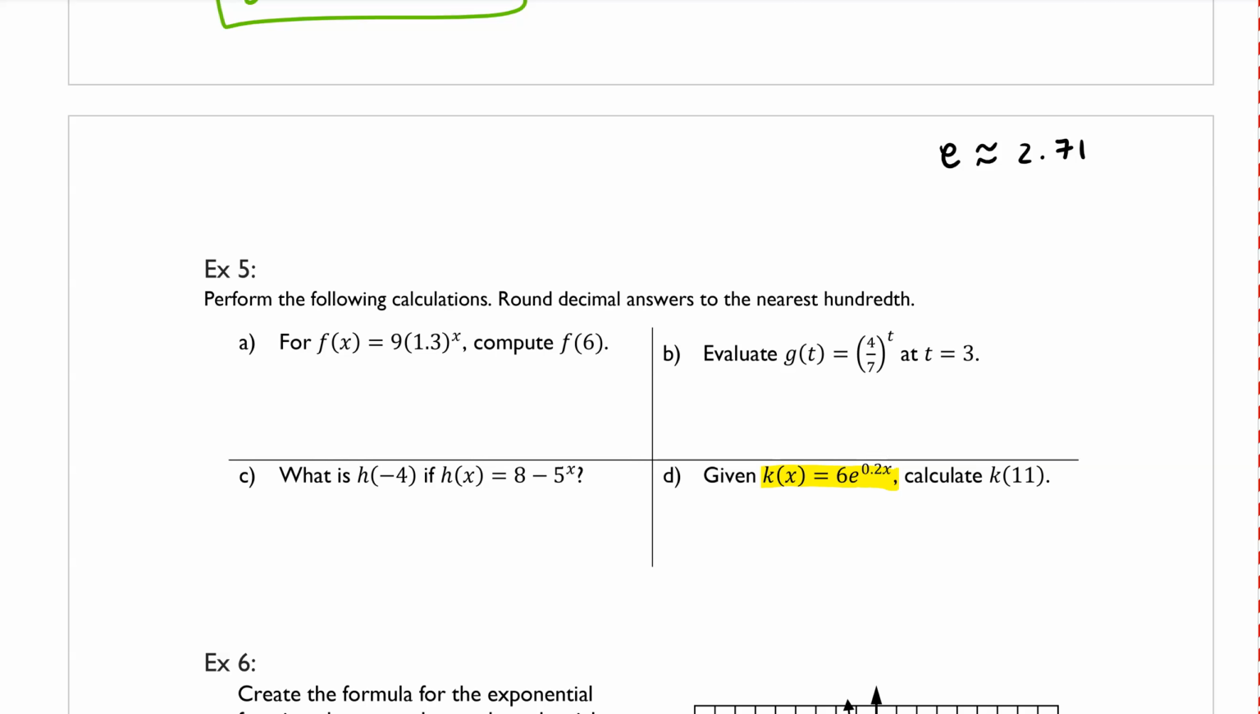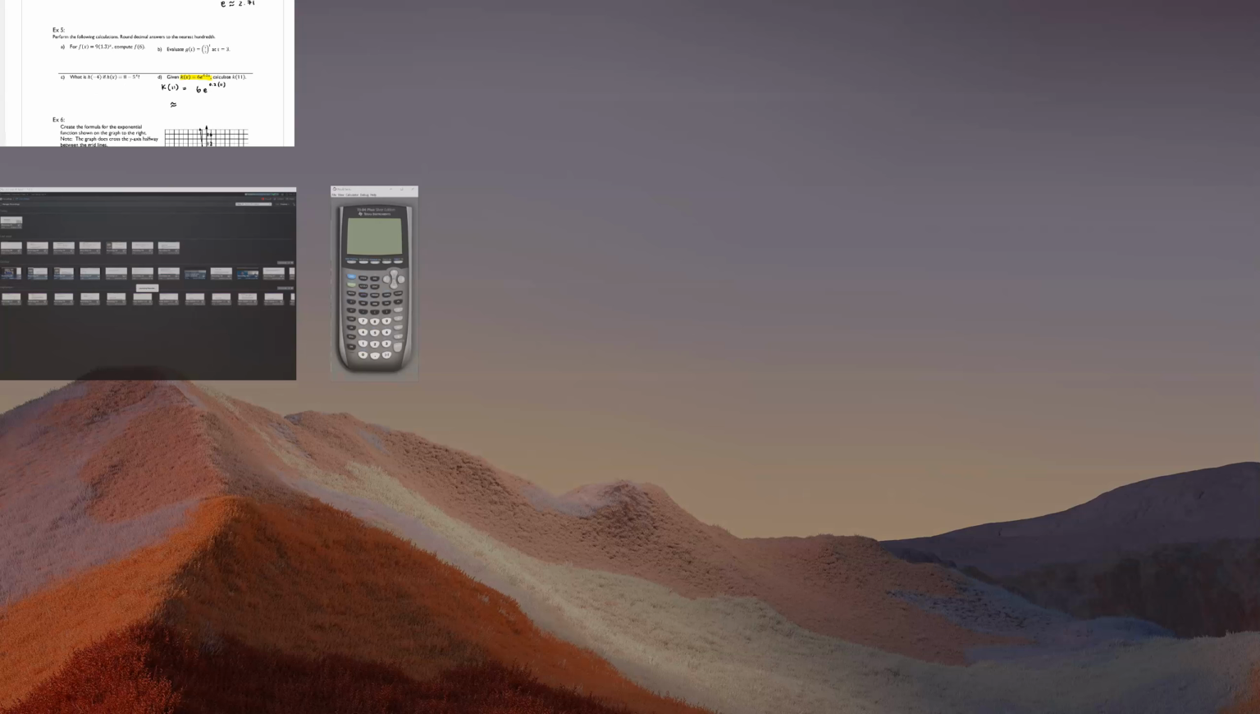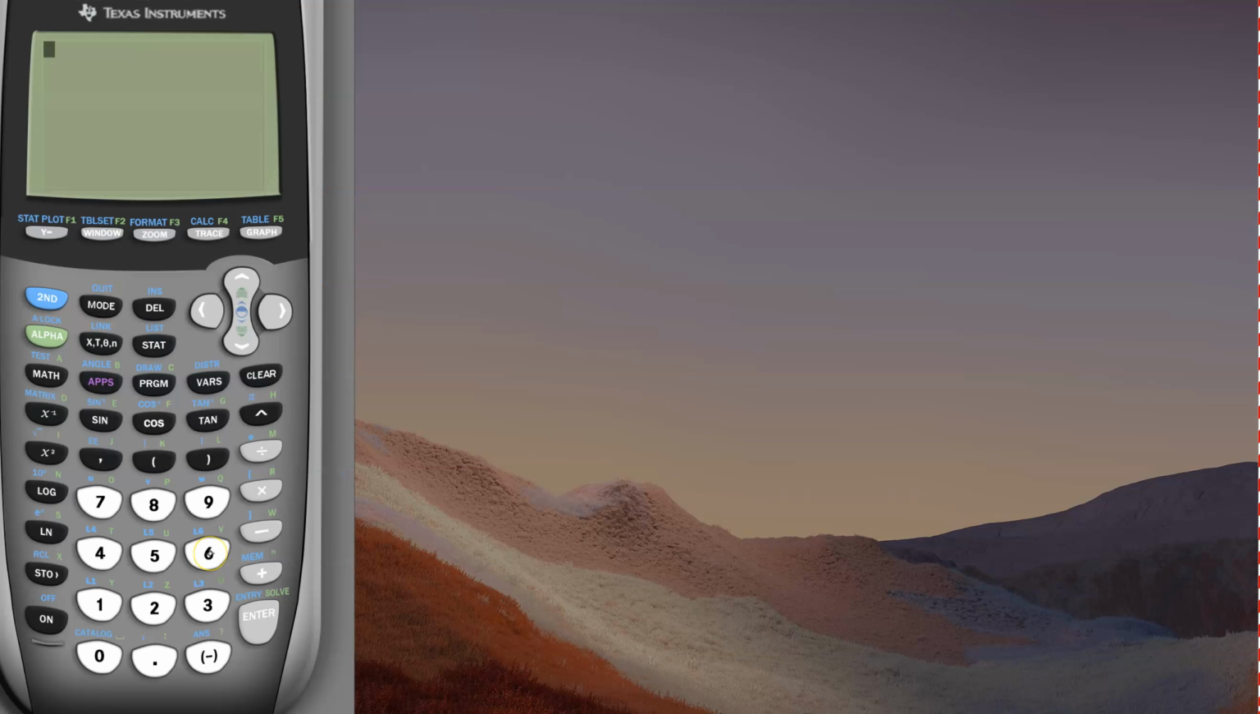Well, same thing with e. It's actually a number that goes on forever, but we just round it to 2.71. So if we wanted to evaluate k of 11, that would equal 6 times e to the power of 0.2 times 11. And that's something we would want to throw into our calculator. So let me pull that up here. Okay, so then we would like to evaluate 6 times, and then the e button is kind of where the ln button is, but it's in blue, and the ln button is to the left of the 4.